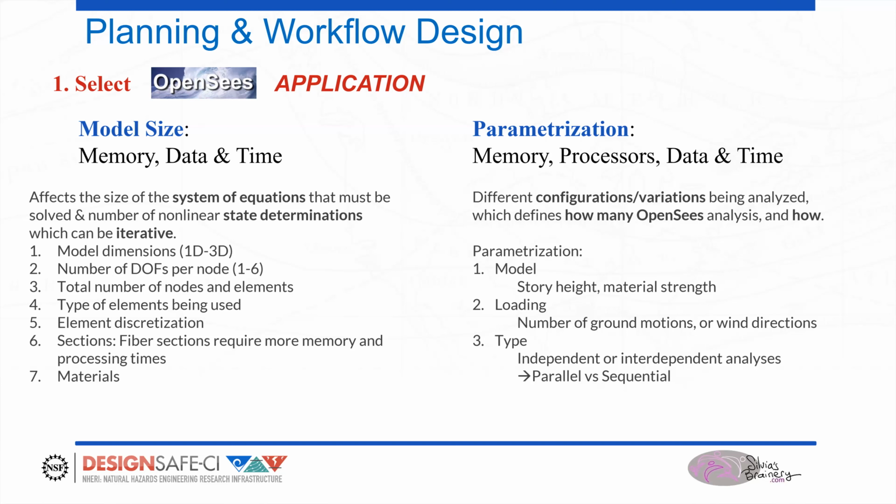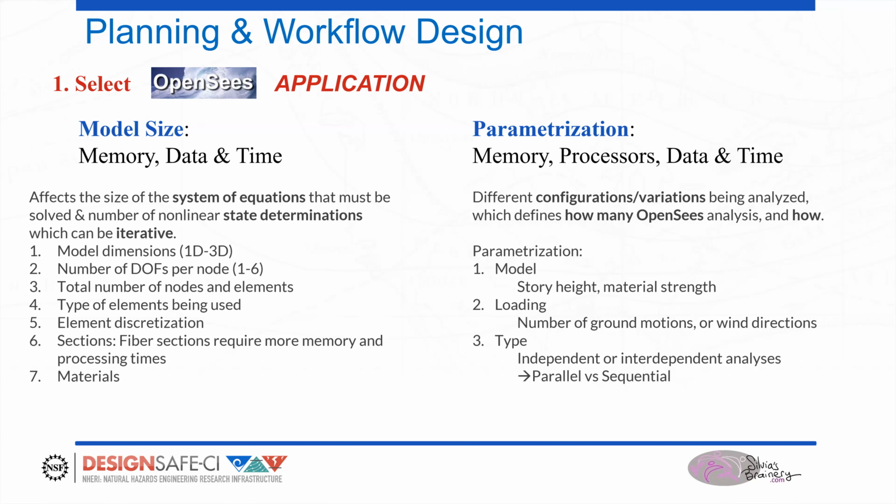So the different points that affect your model size, and this is important because you want to minimize your model size. It's not just, oh yeah, well, I'll just do this in the supercomputer. No, you can really optimize the number of dimensions, for example. So are you in 1D? Are you just doing some simple springs or zero length elements, all the way to 3D structures, right?